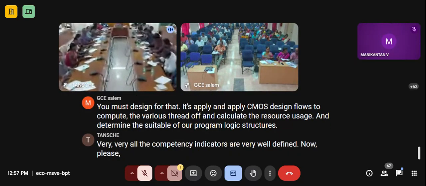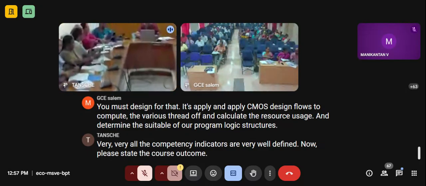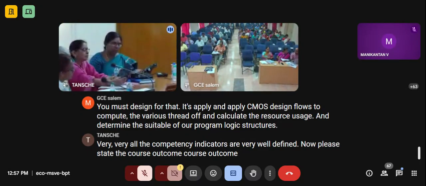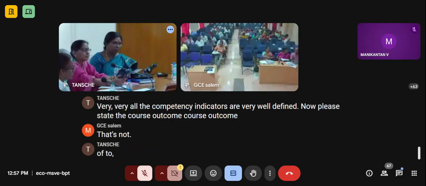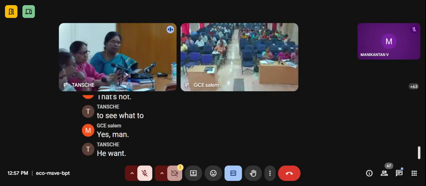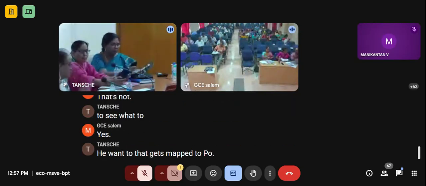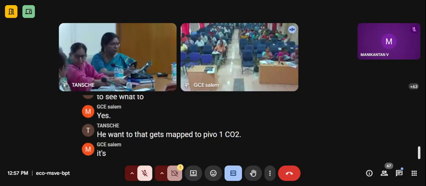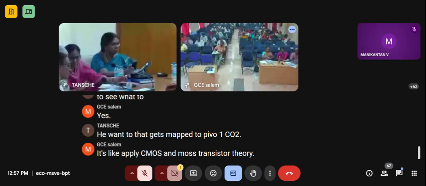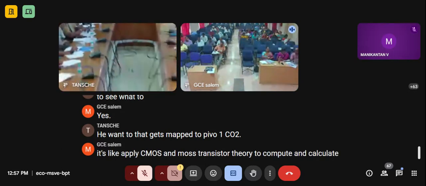Now, please state the course outcome. Course outcome, yes, CO2. Yes, ma'am. CO2 gets mapped to PO1. CO2: apply CMOS and MOS transistor theory to compute and calculate device or circuit parameters, determine data path and subsystem functionalities using Verilog, efficient ASIC, and programmable logic.